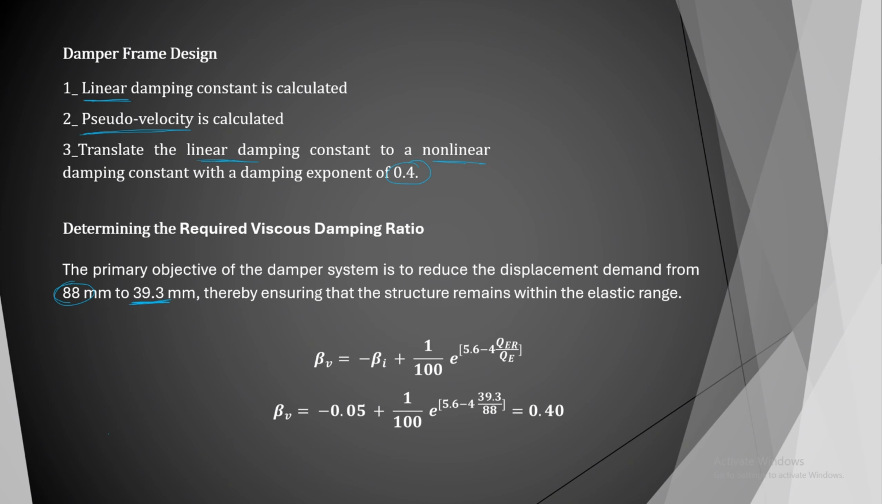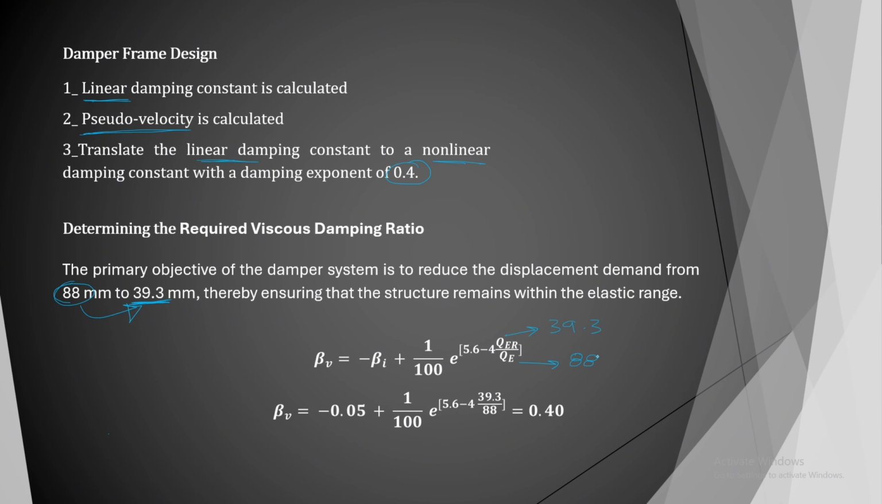In summary, as long as the roof displacement is limited to these values, the structure is expected to remain within the elastic region. The primary objective of the damper system is to reduce the displacement demand from 88 mm to 39.3 mm, thereby ensuring that the structure remains within the elastic range. Based on this, the corresponding viscous damping ratio is determined as follows, where QER is 39.3 and QE is 88 mm.